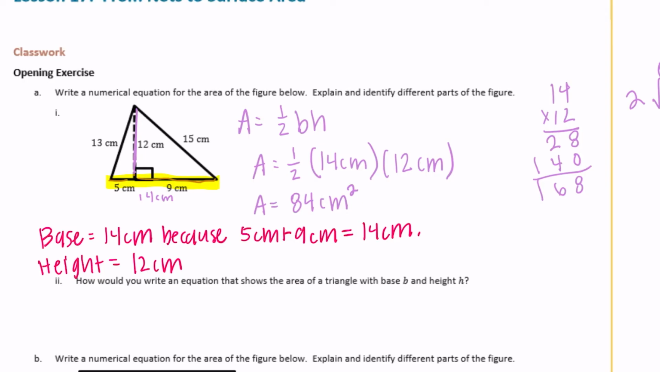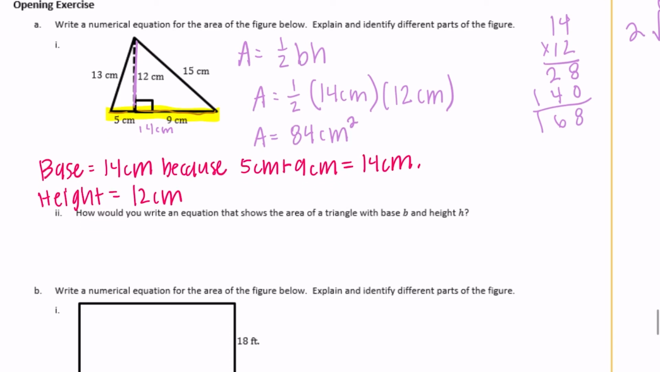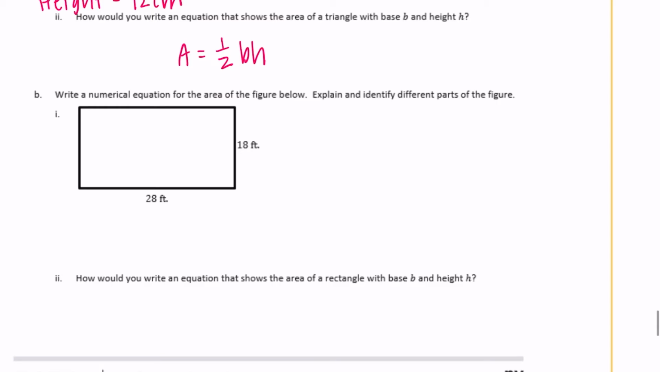So let's move on to the second part. How would you write an equation that shows the area of a triangle with base B and height H? Well, we already wrote that. Area is equal to 1/2 base times height of a triangle. Part B, write a numerical equation for the area of the figure below. Identify and explain different parts of the figure.